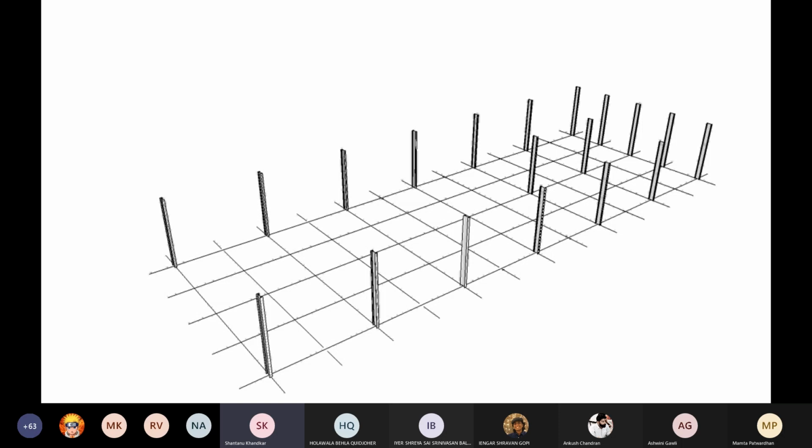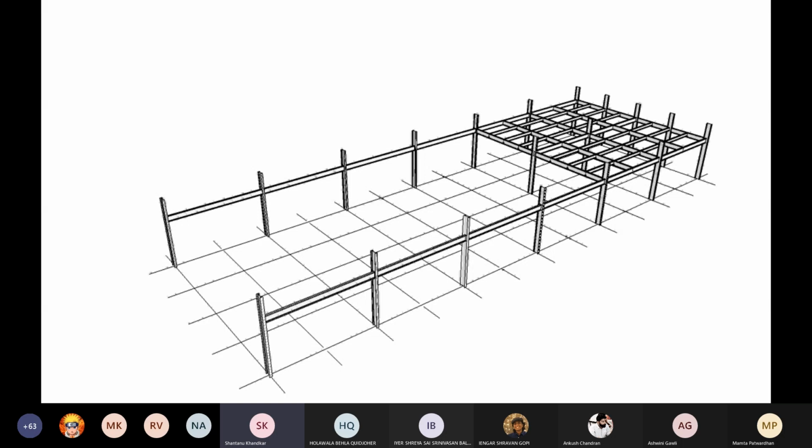Now that sounds fine, but the main question here is how do the columns actually get connected to each other, and how does that middle part get spanned? First we'll look at how we form this kind of structural grid. So you have these columns. Now next comes the floor.